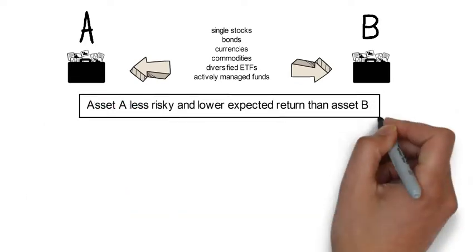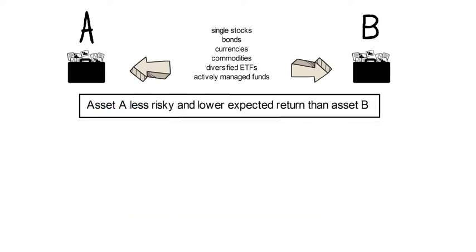So consider two risky investments, A and B. These can be single stocks, bonds, currencies, commodities, or already diversified exchange-traded funds or actively managed funds. Asset A is less risky and pays a lower expected return than asset B. Now assume we invest WA, which is between 0 and 1, into asset A, and 1 minus WA into asset B. The resulting portfolio return RP equals the following.